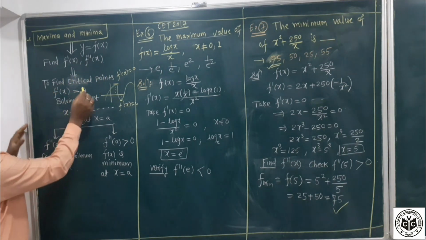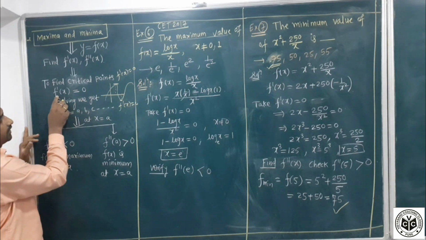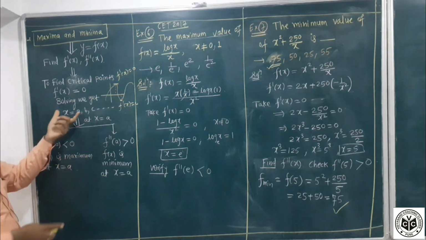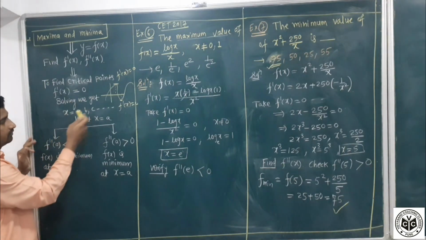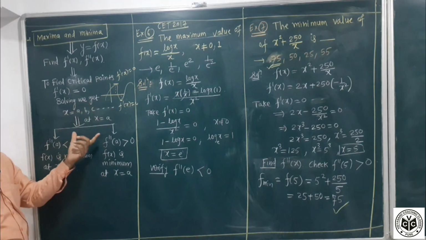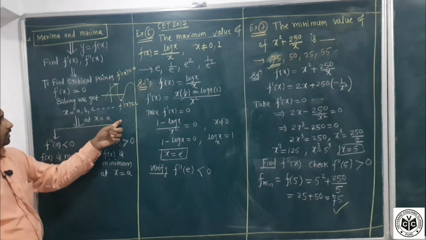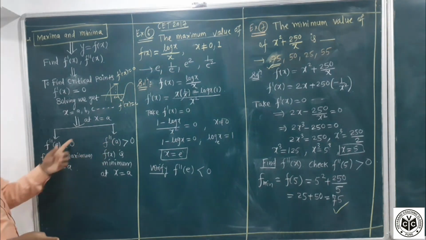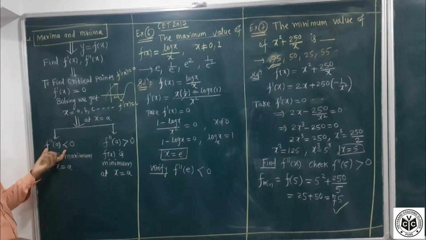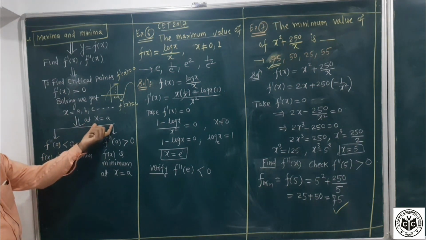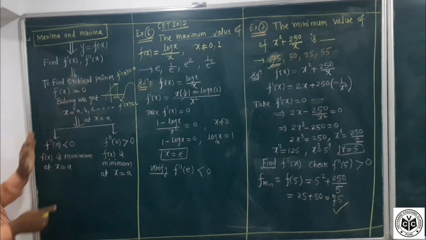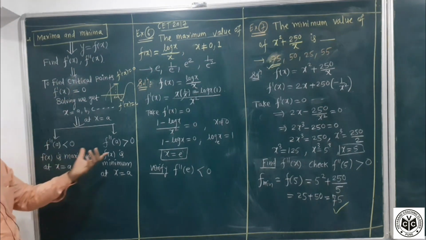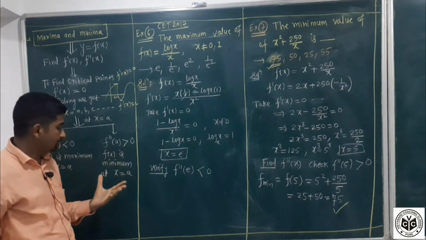So to get these critical points, you have to take f dash x as 0. In this case, slope is 0. So after solving, you will have x as some values a, b, c like this. At x is equal to a, put this x is equal to a in f double dash, the second derivative. If f double dash of a is less than 0, then maximum occurs. If f double dash of a is greater than 0, then minimum occurs.